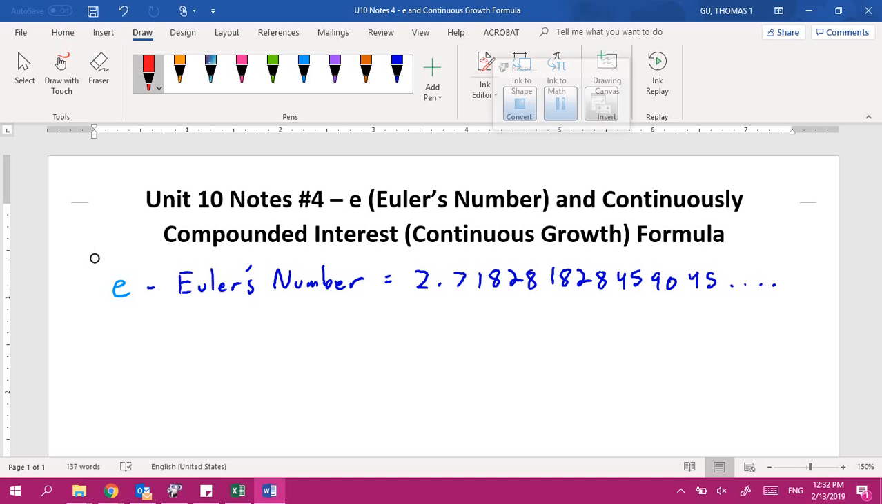Okay, so for pi, pi is useful for finding things when you're dealing with a circle. You know what I mean? You're looking for circumference, area of a circle, you need pi.